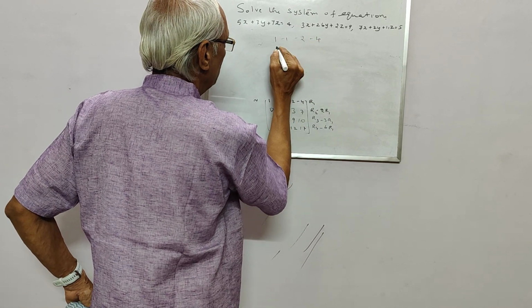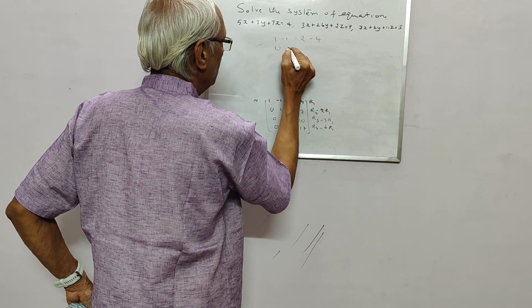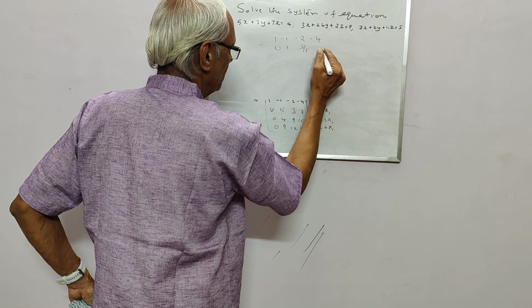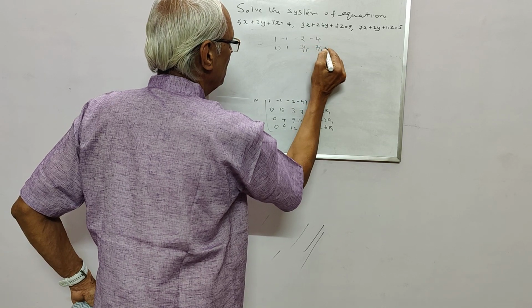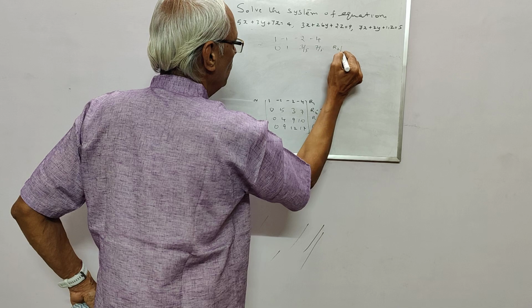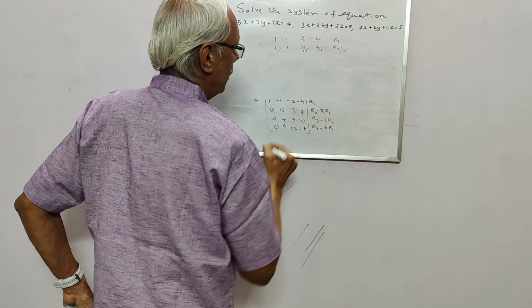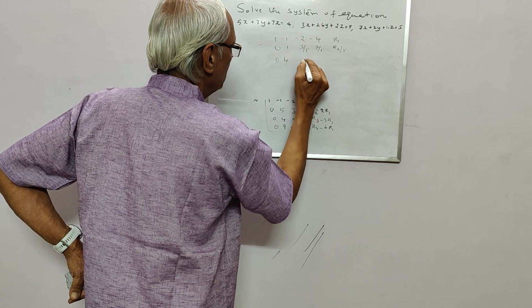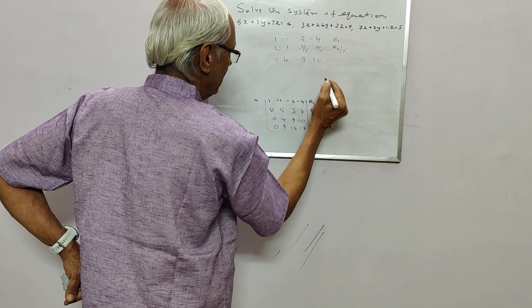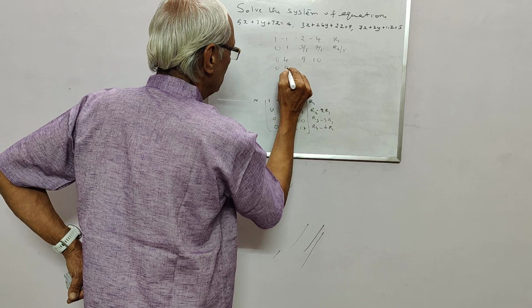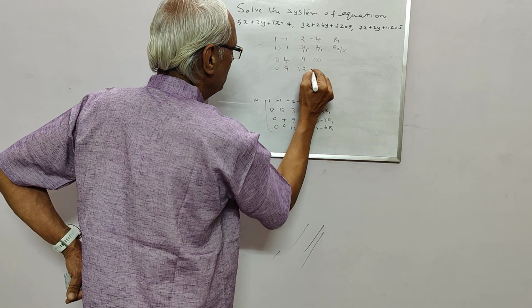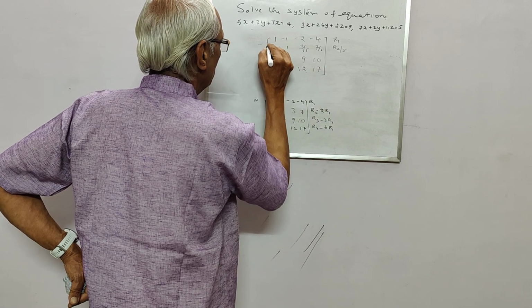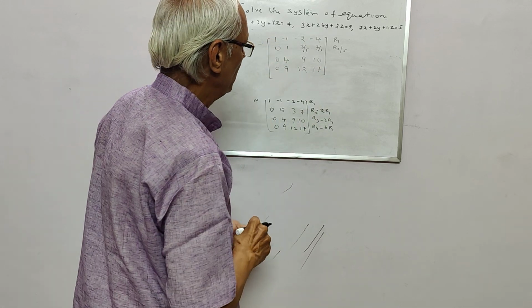Then it is 0, 1, 3 by 5, 7 by 5, or 2 divided by 5, or 1. Then this is 0, 4, 9, 10, 0, 9, 12 and 17. So this is what you get.